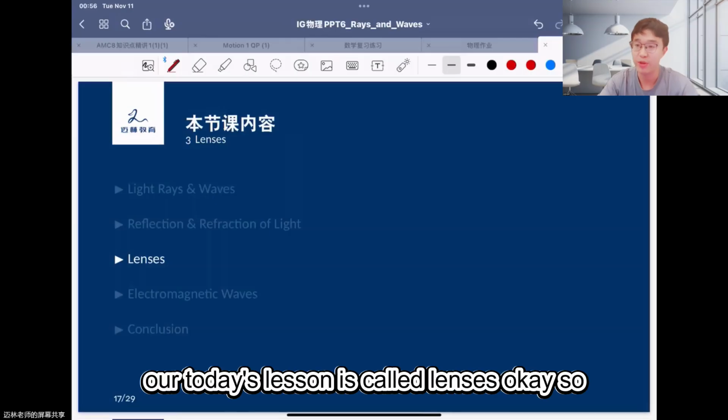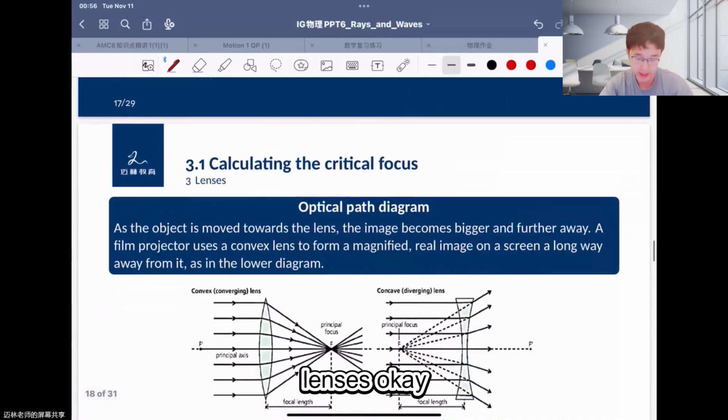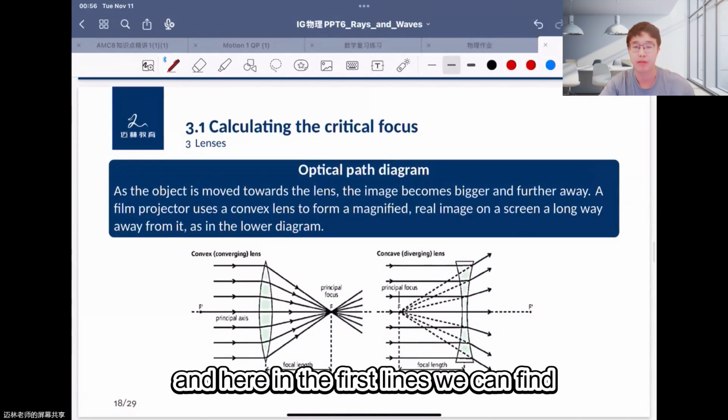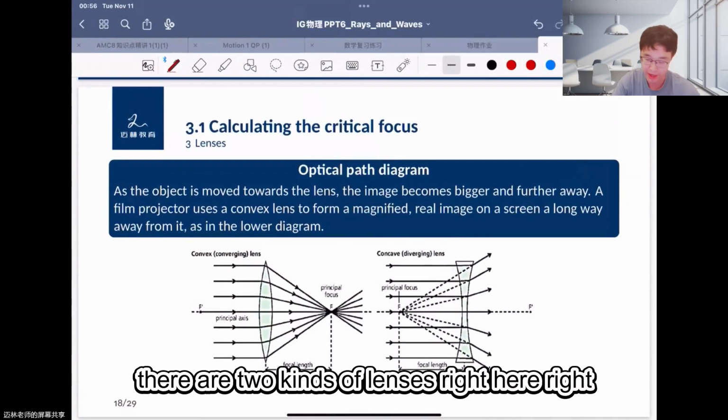Okay, so let's move to today's lesson, which is called lenses. Today we are discussing what a lens is. And here in the first slide, we can find there are two kinds of lenses, right?